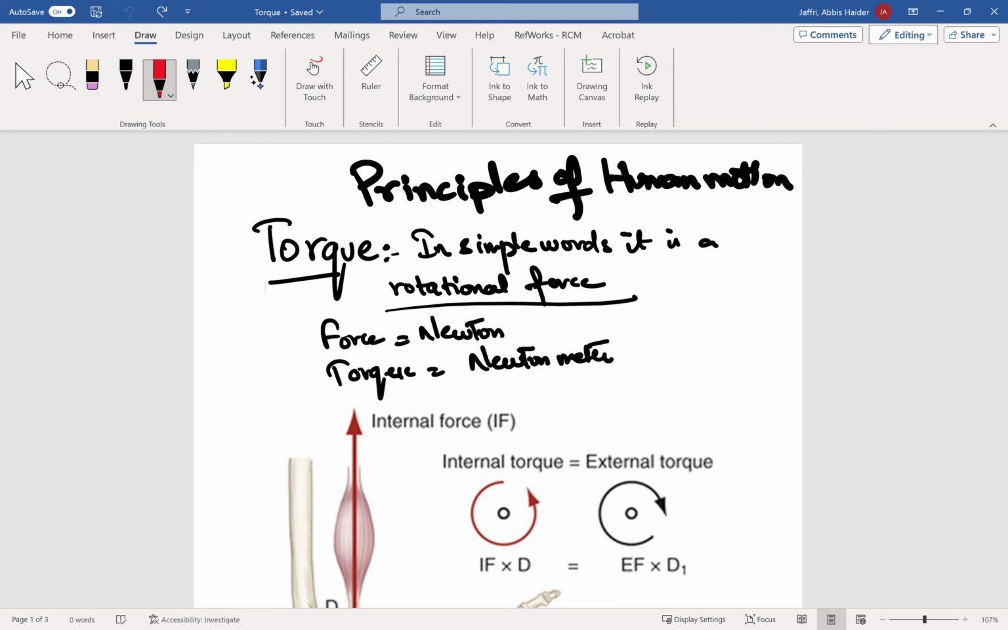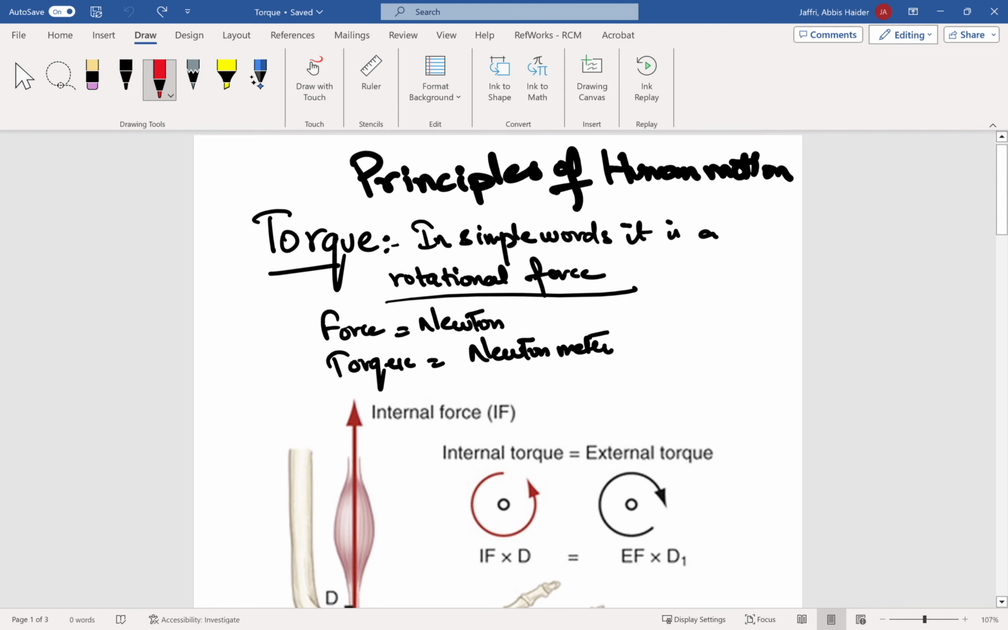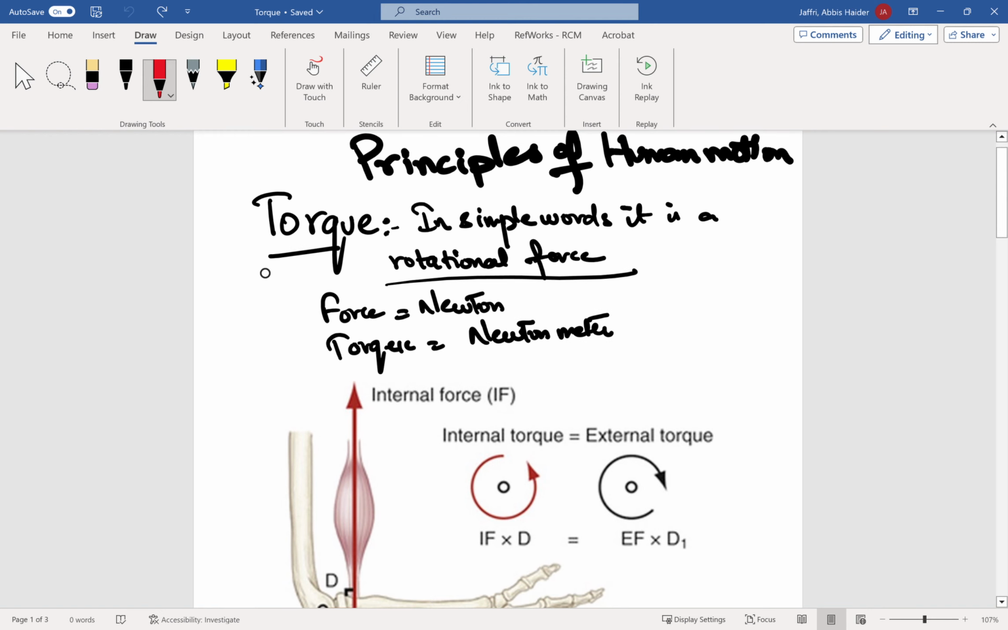Okay, so let's start with today's content, which is torque. Sorry about the distortion here. We talked about kinematics in the last lecture, that is, the range of motion, and how the range of motion produced in the human body is all based on rotational motions. That's why we measure them in degrees.